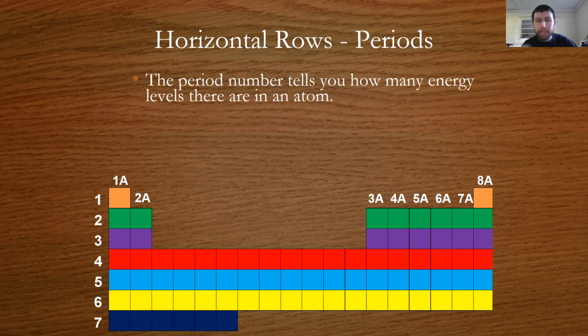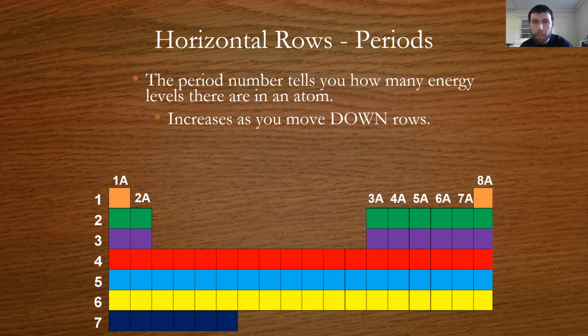Now, the period number, that number on the side, 1 through 7, tells you how many energy levels there are in an atom. I want you to think back to your Bohr model. This is going to tell you how many rings your atom needs to have so that it can hold those electrons appropriately. Now, the number of energy levels increases as you move down your column.